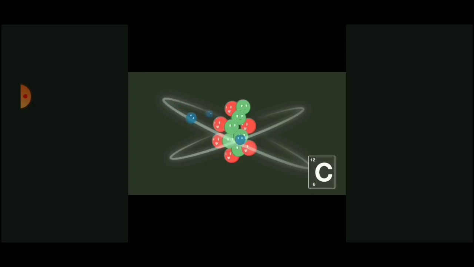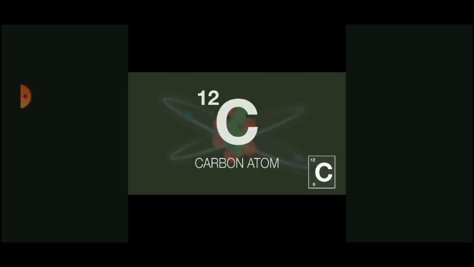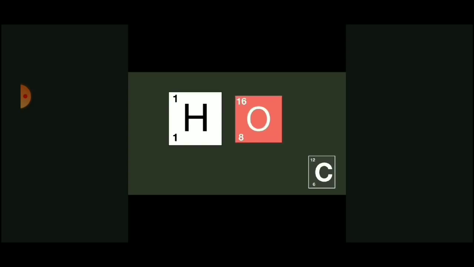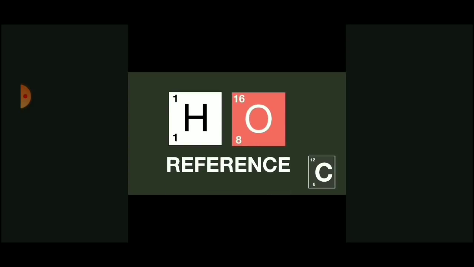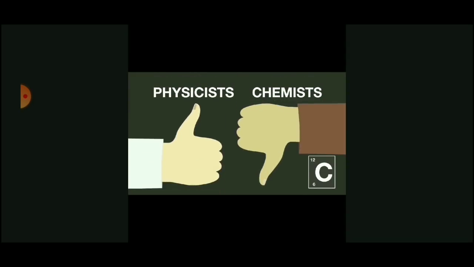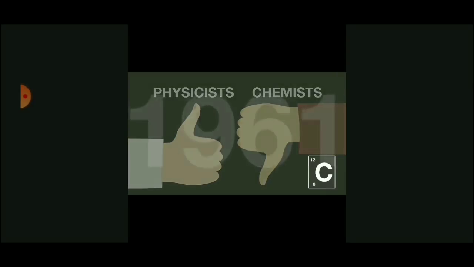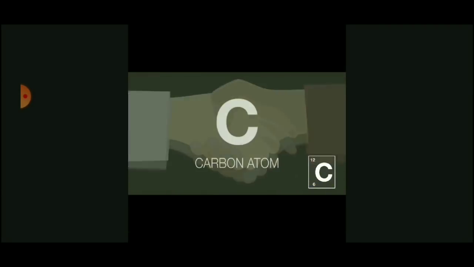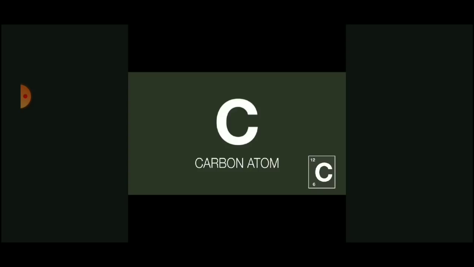That something else is a neutral carbon atom. Scientists previously attempted hydrogen and oxygen as a reference atom, but with heavy elements and new isotopes discovered, physicists and chemists disagreed on masses. But in 1961, physicists and chemists agreed on carbon as the reference atom.